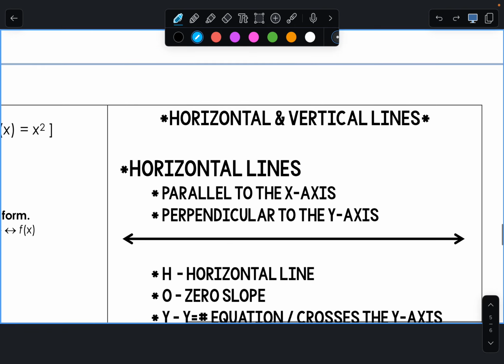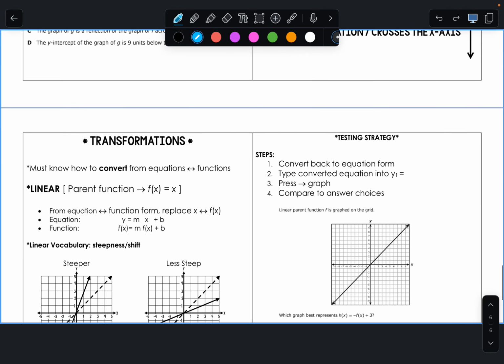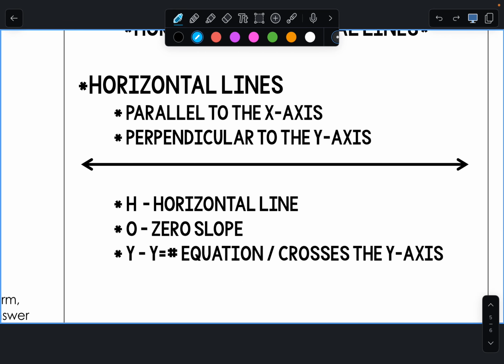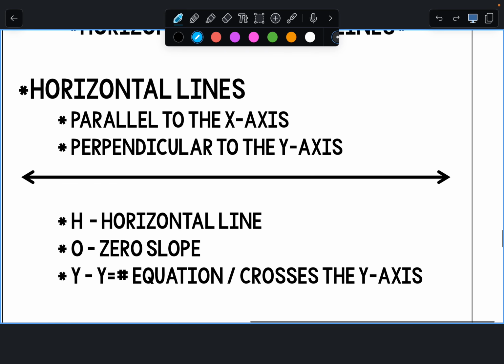So transformations, moving on. Oh, actually go back to that page. The part that a lot of students do mess up is the parallel and perpendicular part, okay? Horizontal lines. When you have a parallel and perpendicular referring to a horizontal or vertical line type problem, make sure you sketch it, okay? You sketch your original.